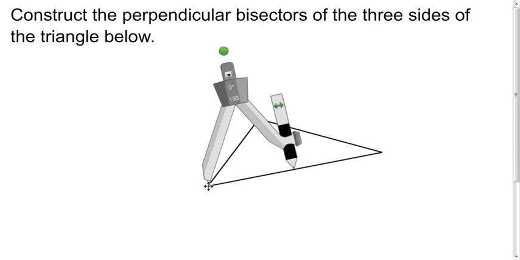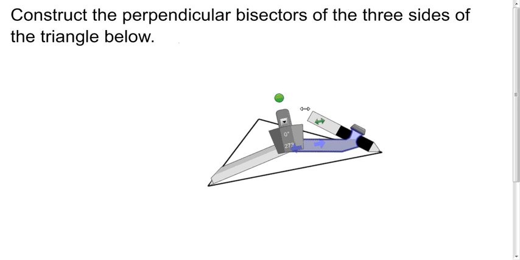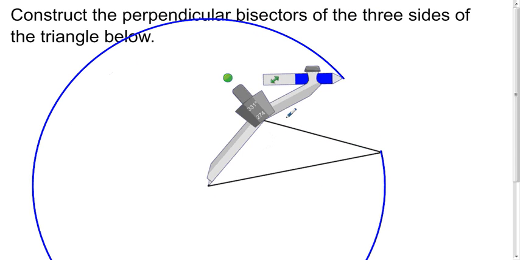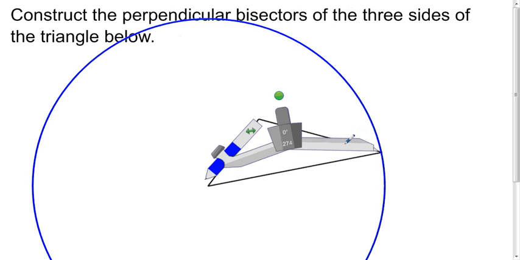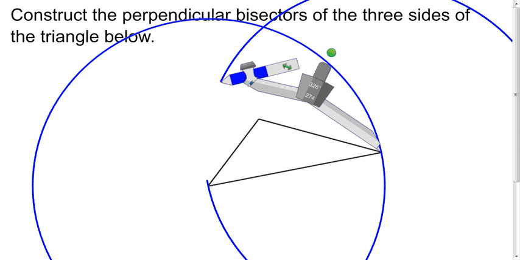So you take the endpoint, and it's the same construction as before. You're just picking one segment and ignoring the others. Take the pivot, put it on one endpoint, open it up to the other endpoint. Draw a circle, and like we learned, you don't have to do a full circle, as long as you have the arcs in the places where they're going to intersect, that's fine. And without changing how large it is, draw another one.